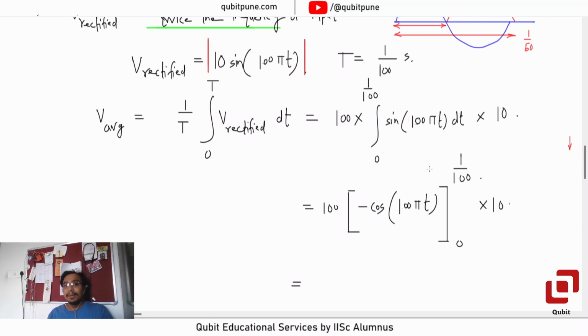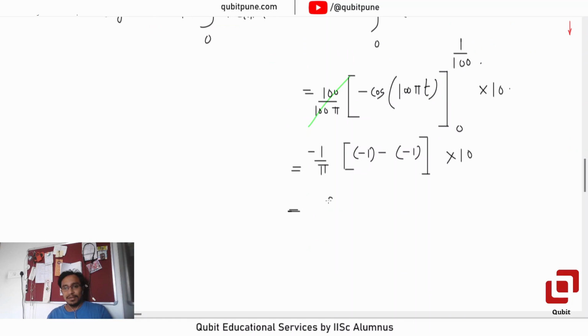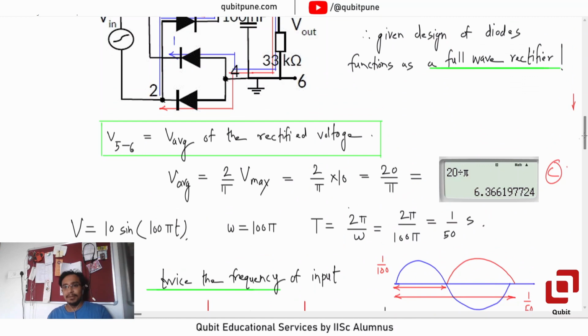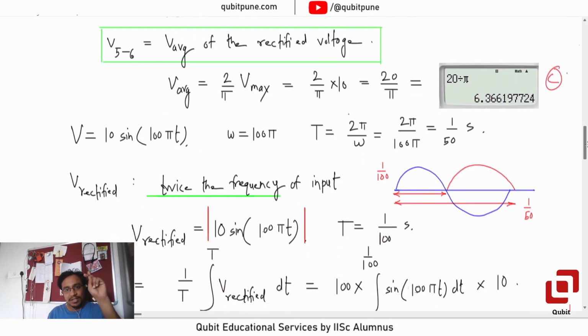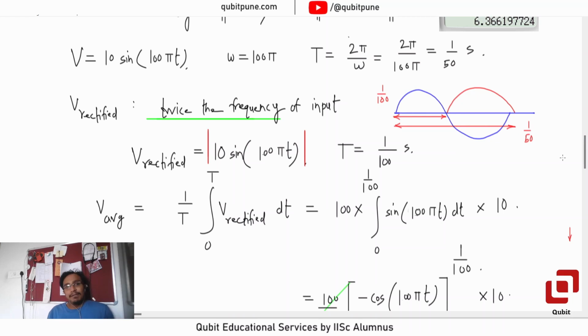Because of that integral, 100 pi will be in the denominator. 100 will get cancelled. So it's 1 upon pi with a minus sign. Cos of 100 pi into 1 upon 100, so that's minus 1, minus cos 0 is 1, into 10, so that's 2 by pi into 10, and we already found it out. 2 by pi into 10, that's 20 by pi or 6.36. So the filter gives you the average of the rectified voltage.